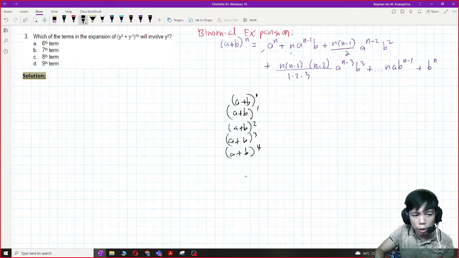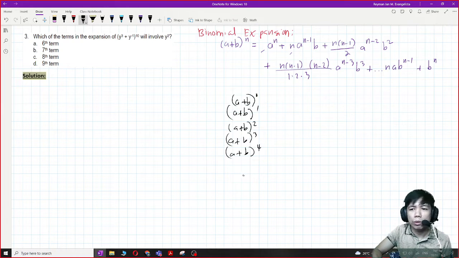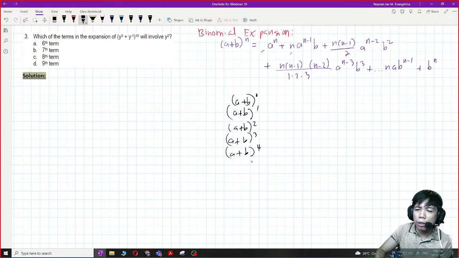Kasi alam ko dito yung technique. Although, syempre, I have to memorize na yung way. I mean, yung formula and then yung tamang notation. (A plus B) raised to 5. So, paano gawin to? Okay.